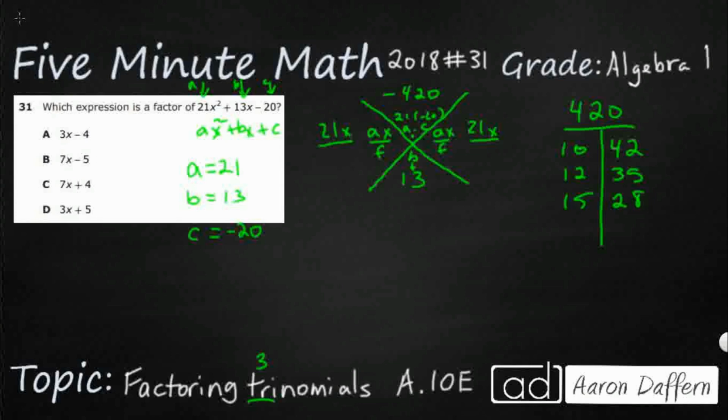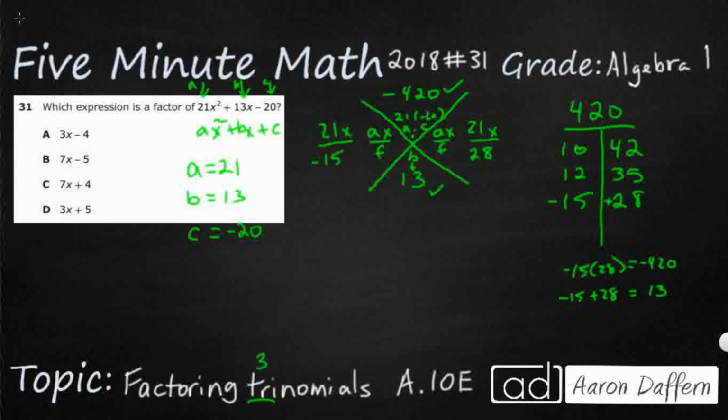So what that means is I'm going to want it to be a positive 13. I'm going to need this to be a positive 28 and that to be a negative 15, because what I want is negative 15 times 28 to equal negative 420. Check. And then negative 15 plus 28 to give me positive 13. Check. So we write these two factors below: negative 15, positive 28.